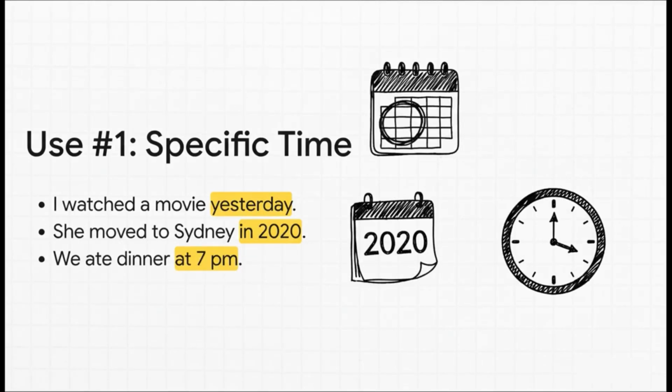So when do we actually use this? Well, the number one use is for completed actions that happened at a specific time. See those words on screen? Yesterday, in 2020, at 7 p.m. These are your signal words. If you know exactly when something happened and you say it, you're going to use the past simple.